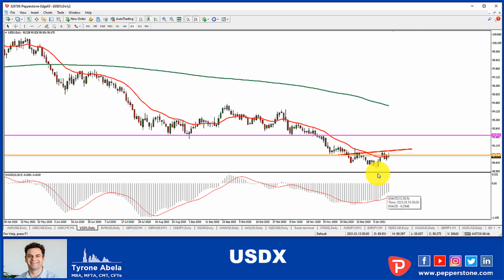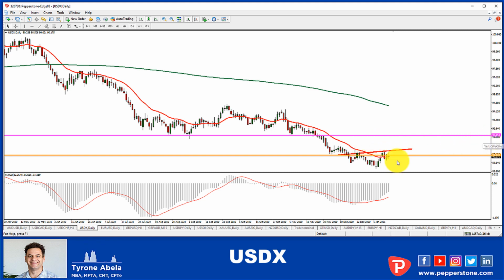MACD is certainly in our favor, but just as importantly, and this is why inverse head and shoulders are so important when they do break, they also come along with the power of the lightning bolt, the higher high, higher low sequence. And on a time frame like the daily, it can bode very, very well. And I would be expecting that the first target for this one would be the 92 again.